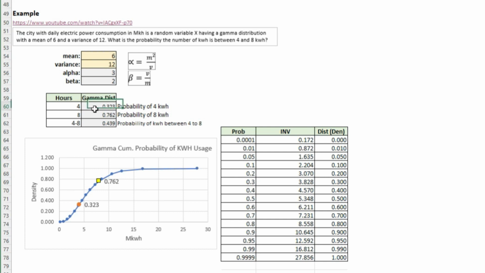And then using the gamma dist function, we've calculated the probability of 4 kilowatt hours at 0.32 and 8 at 0.76. And the difference between the two is the probability of kilowatt hours ranging from 4 to 8. I've also demonstrated it here on a cumulative probability chart where I've just calculated the gamma dist functions with a cumulative of true.